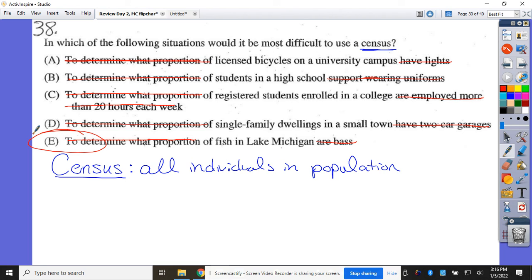Let's say you gave all those options, but one of them wasn't licensed or registered. If the options were A through D and it did not say registered in C, you could technically get by without it. But if it just said bicycles on a university campus, without the word licensed, that would really knock it to a different answer.